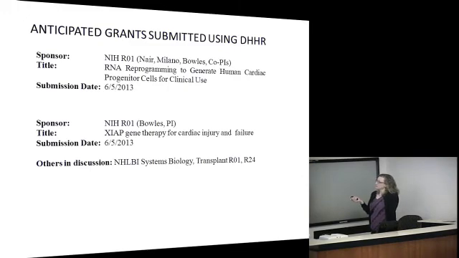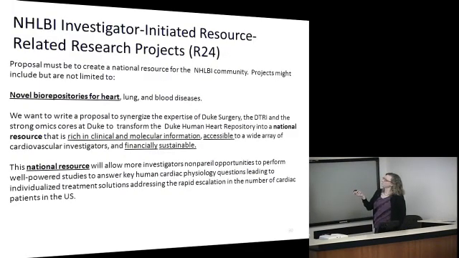But the major grant that we're going for is an R24 infrastructure grant, and I just want to discuss this in a little bit more detail. So NHLBI has made an announcement for resource-related research projects in R24. And one of the items that they're interested in for the NHLBI community are novel biorepositories for heart, lung, and blood disease. And based on what I've told you, we feel that we are or can be a novel biorepository for the heart.